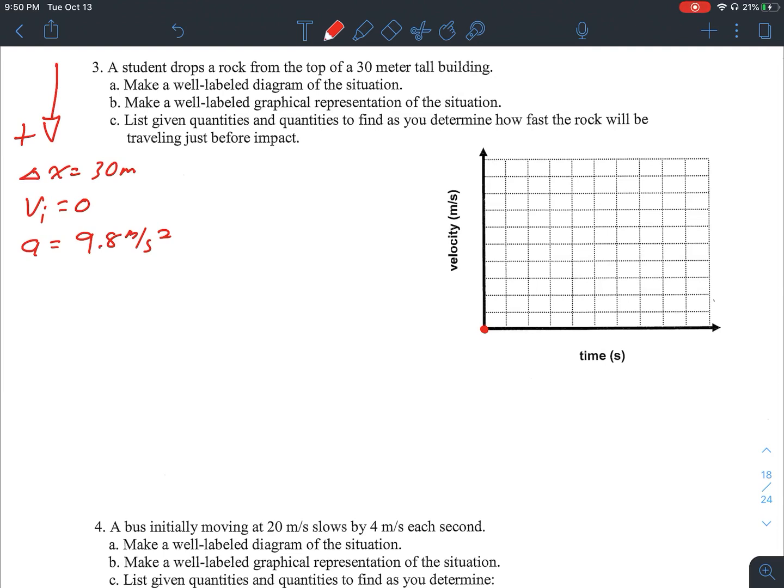But we don't have time, so we cannot use our first kinematic equation of VF equals VI plus AT. So we can use only one other one. It's the only equation that doesn't involve time. So that's going to be this one.